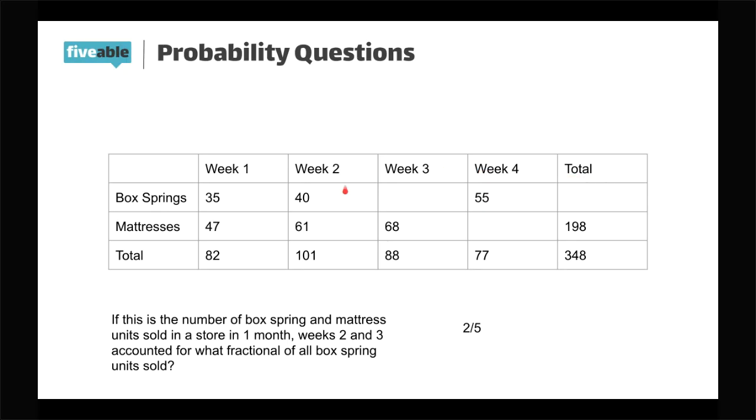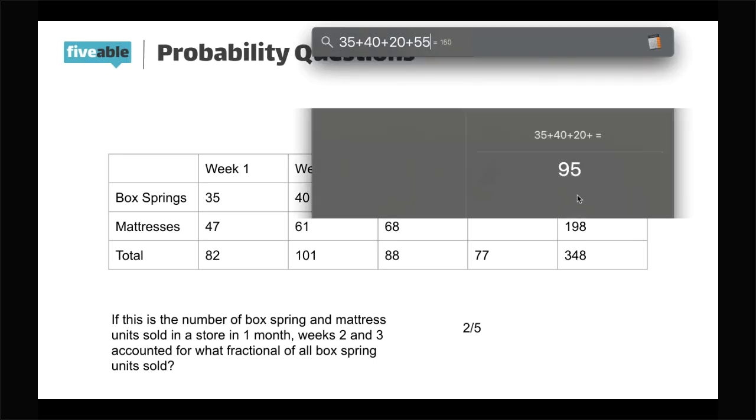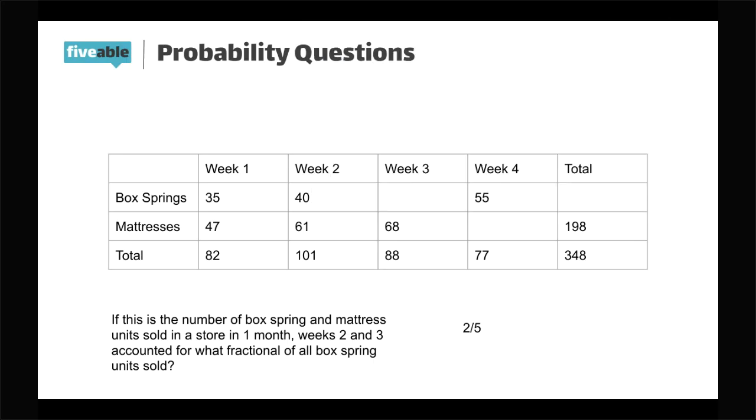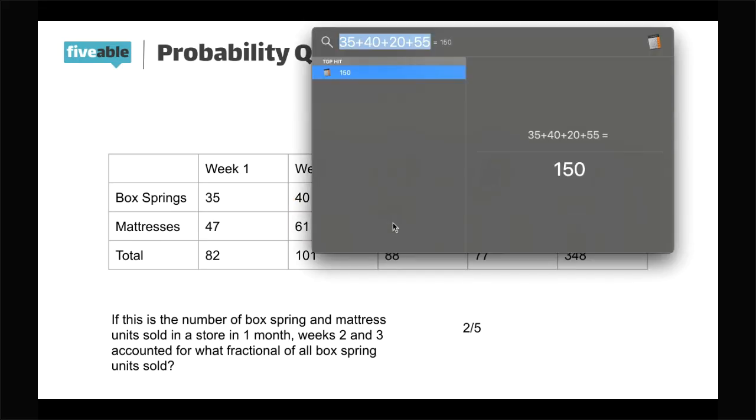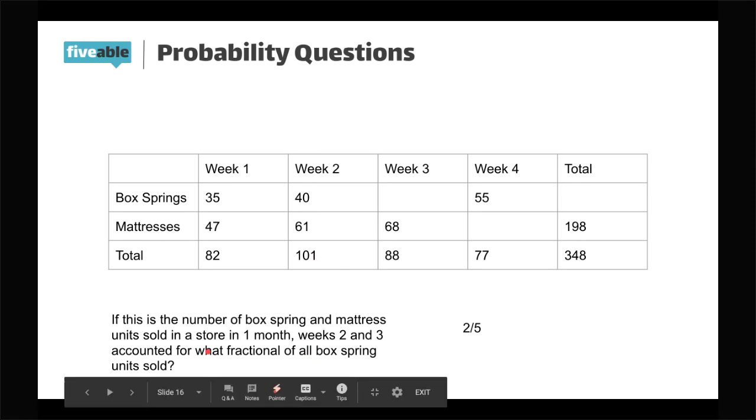So we know this is 20, and we know this is 60. Sorry, this is 40, so we know our total is 60, and we can add it up here. I'll add it up: 35 plus 40 plus 20 plus 55 equals 150. And we know this is 60. So if we do 60 over 150, it's 0.4, or 2/5. Because we're not talking about total in general. We're only talking about the fraction of all box spring mattresses sold.